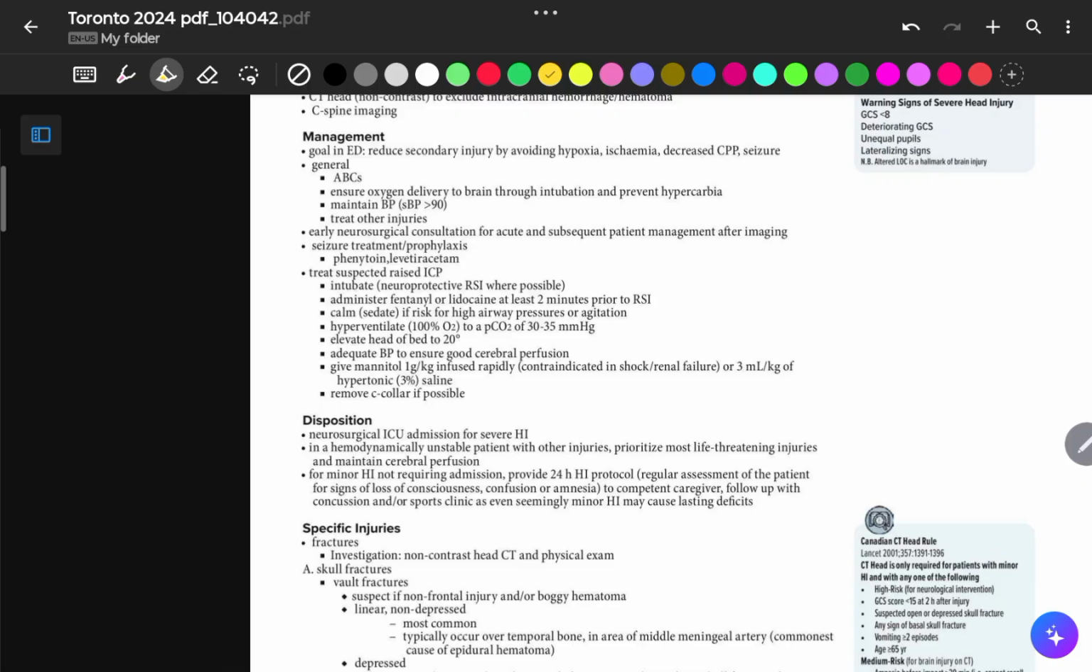And then make sure you have neurosurgical consultation early. So consult a specialist. And then seizure treatment and prophylaxis. So you can use your phenytoin, your levetiracetam for seizure treatment and prophylaxis.